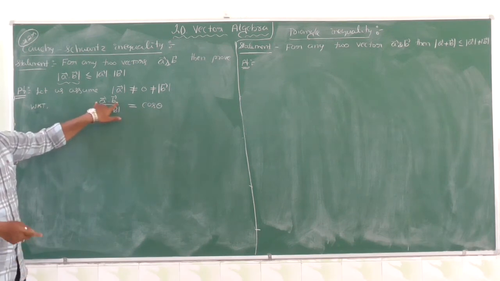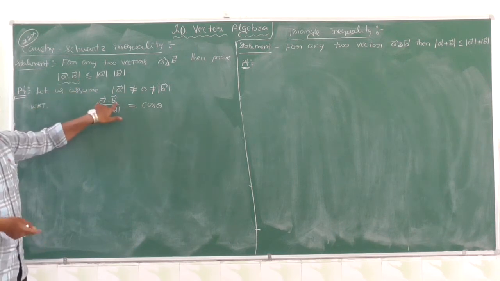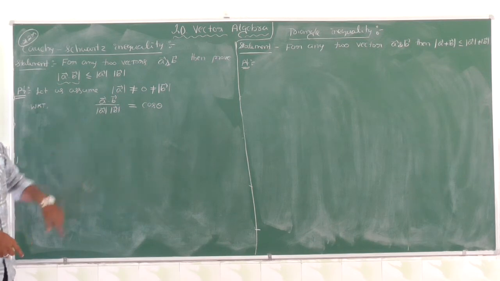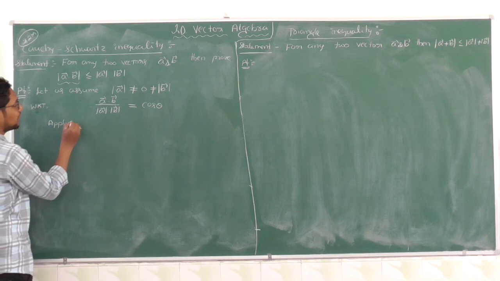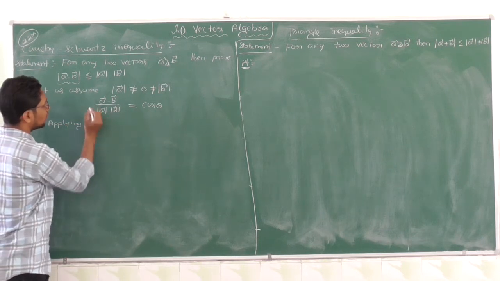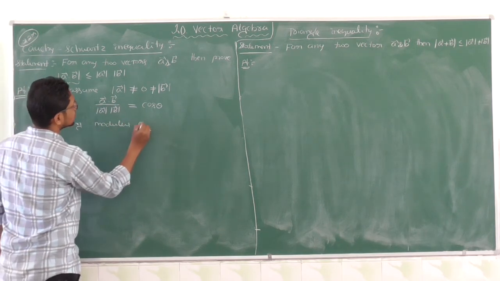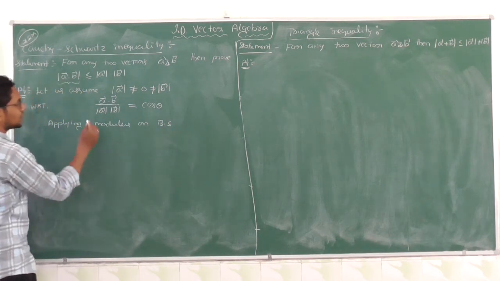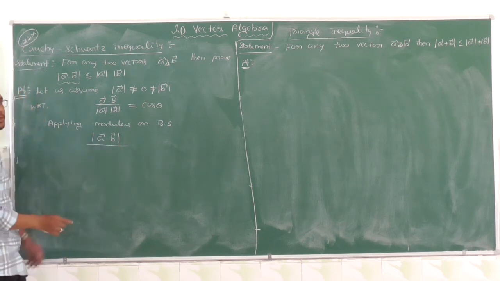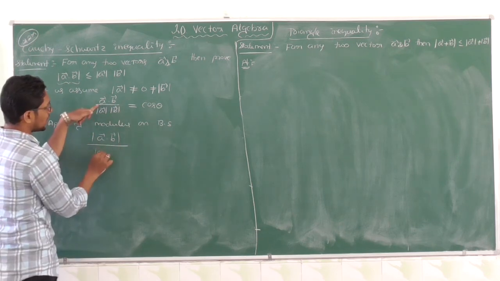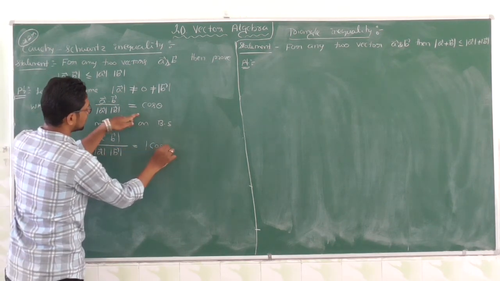I want in the numerator the modulus, because we have to prove the modulus of A dot B. What to do? Just apply modulus on both sides. Then what you will get? Modulus of A dot B divided by magnitude A times magnitude B equals modulus of cos theta.